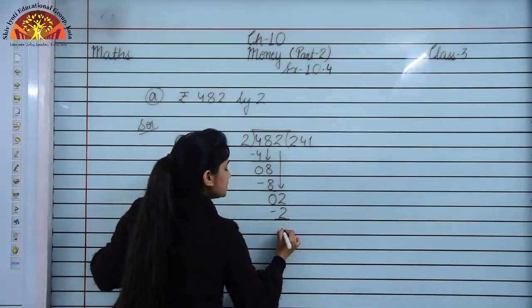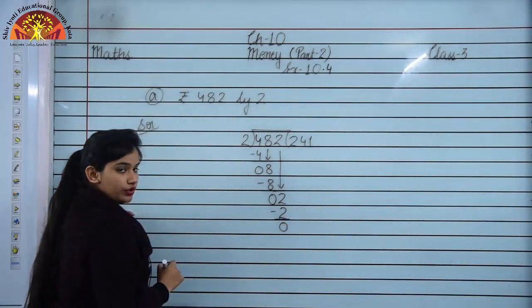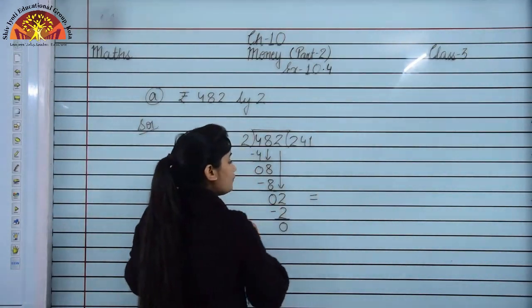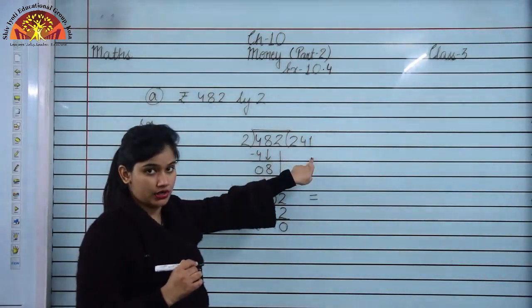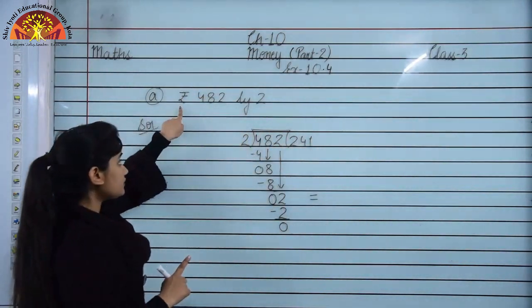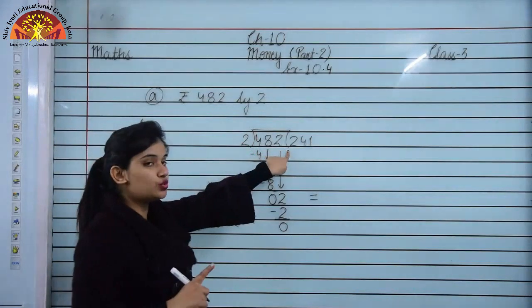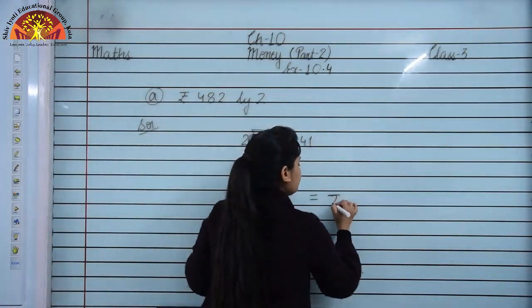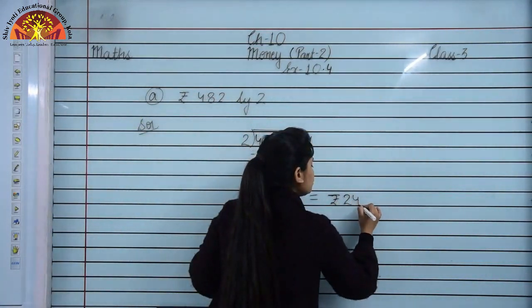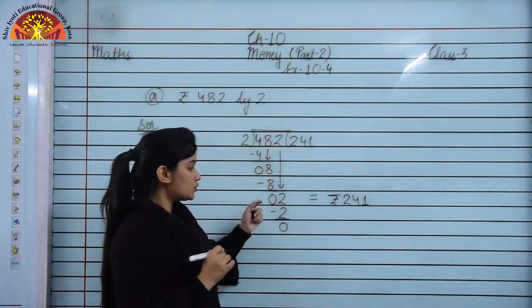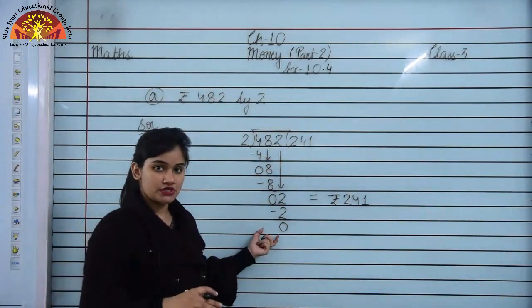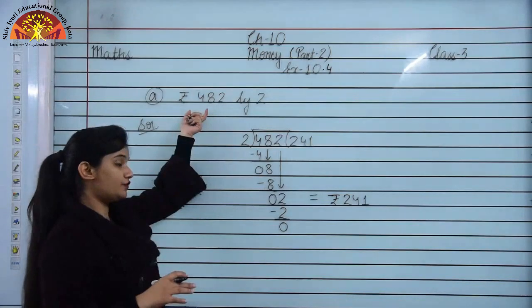Now what is the remainder? The remainder is 0 here. And what is the final answer? The final answer is 241, or we will say rupees 241. Okay, the final answer is rupees 241. So in this way you can do the simple division for doing division of money.